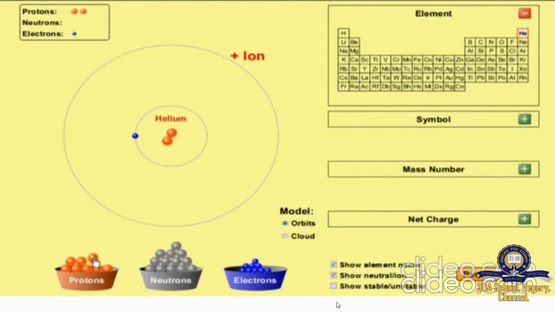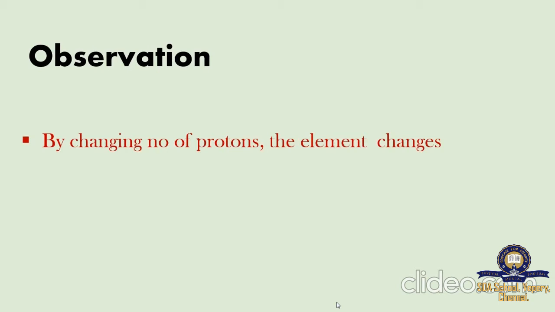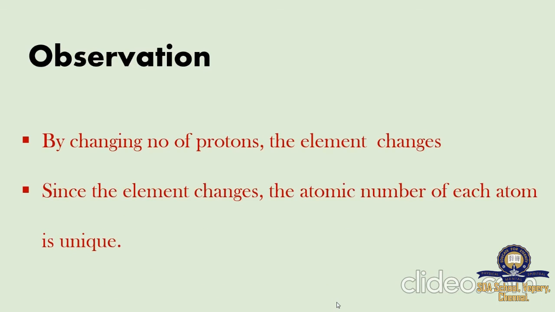What happens if I add one more proton now? It becomes lithium. So by changing the number of protons, the element no longer remains the same. It changes into another element. So what we observed from this video is that by changing the number of protons, the element changes. And we know that the atomic number of an element is nothing but the number of protons. So by changing the number of protons, the element changes. So the atomic number of each atom is unique.